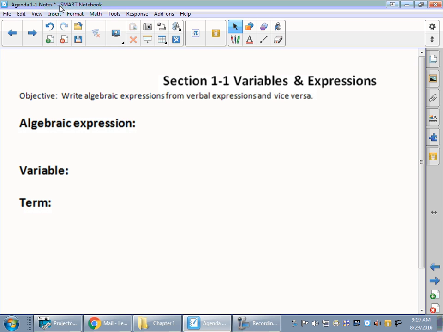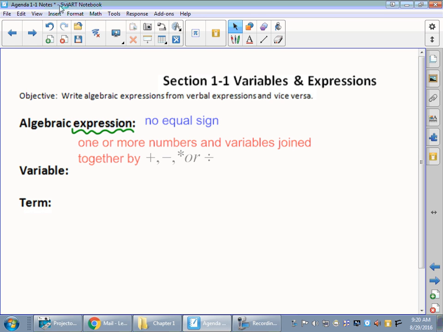So first of all, an algebraic expression. Expression is the important word in here, as opposed to equation. That would be the two things I would refer to, expression or equation. And we're actually going to have another section like this where we talk about a lot of the same things with equations. But an expression doesn't have an equal sign. So there's not a whole lot we can do with things except for combine like terms or things like that. So it's one or more numbers and variables joined by add, subtract, multiply, or divide.